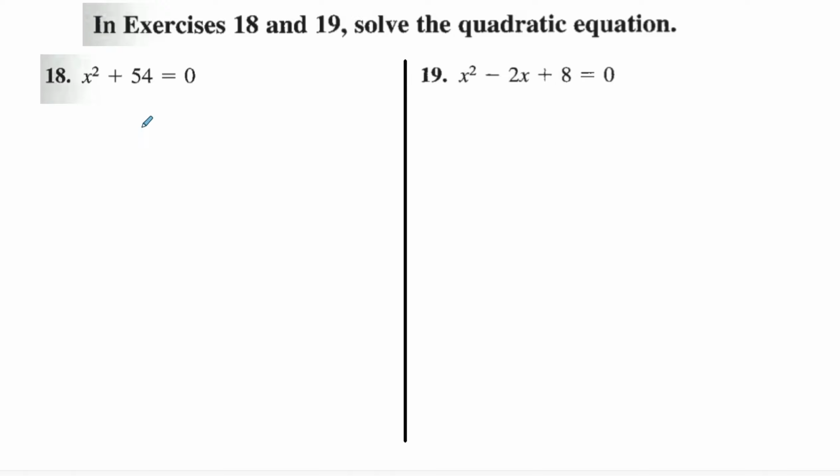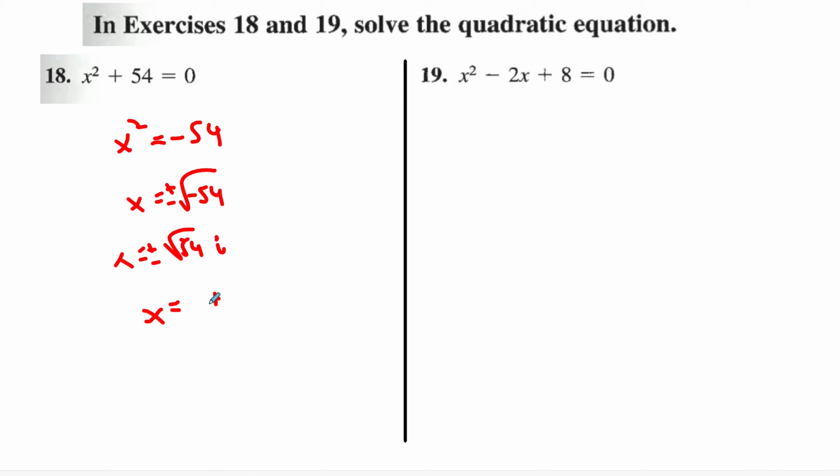Solve the quadratic equation. X squared equals negative 54. And before we take a breath, we take the square root, which is the square root of 54i. 54, that's a good one. I can pull a 2 out and I get 27. I don't think I can go any farther than that, can I? So, x, now the one thing I did forget, plus or minus. So x is equal to plus or minus the square root of 54i.